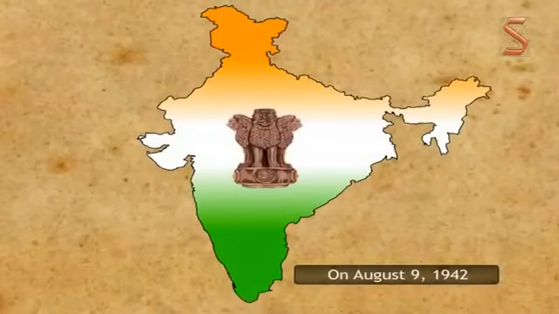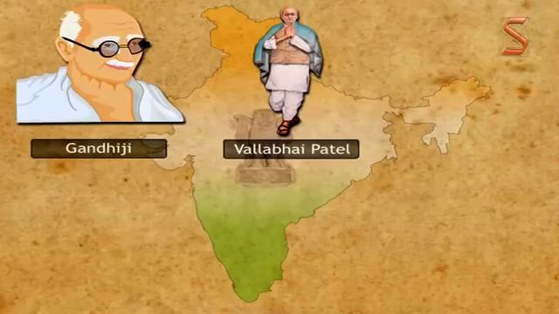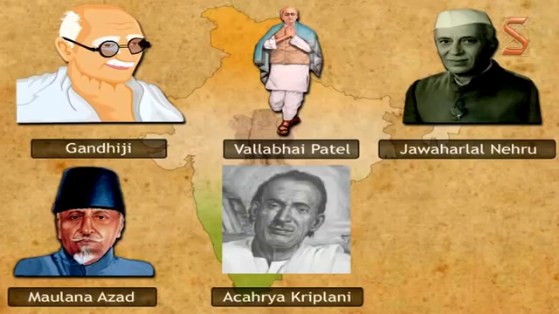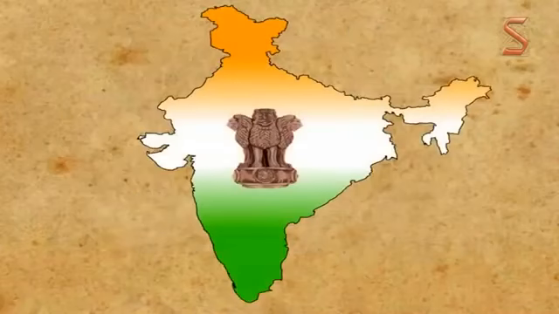On August 9, 1942, most of the Congress leaders like Gandhiji, Sardar Vallabhbhai Patel, Jawaharlal Nehru, Maulana Azad, Acharya Kripalani, Rajendra Prasad and others were arrested by the government.